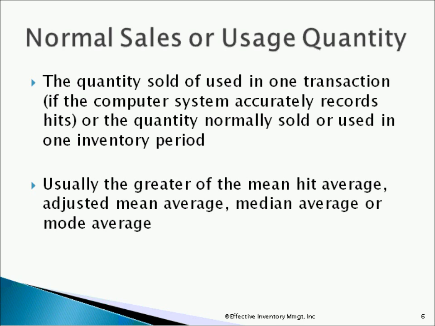Those products with recurring usage, you're going to see a little later on. We can set replenishment parameters based on a normal quantity sold or used in one transaction. Now, back to the sporadic usage items. Again, they're not sold or used on a regular basis, so we have to figure out how many we are going to use when we actually use the product, or how many our customers actually ask for. Okay? This is going to be the greater of the mean hit average, the adjusted mean average, the median average, or the mode average. This is the normal quantity sold or used.